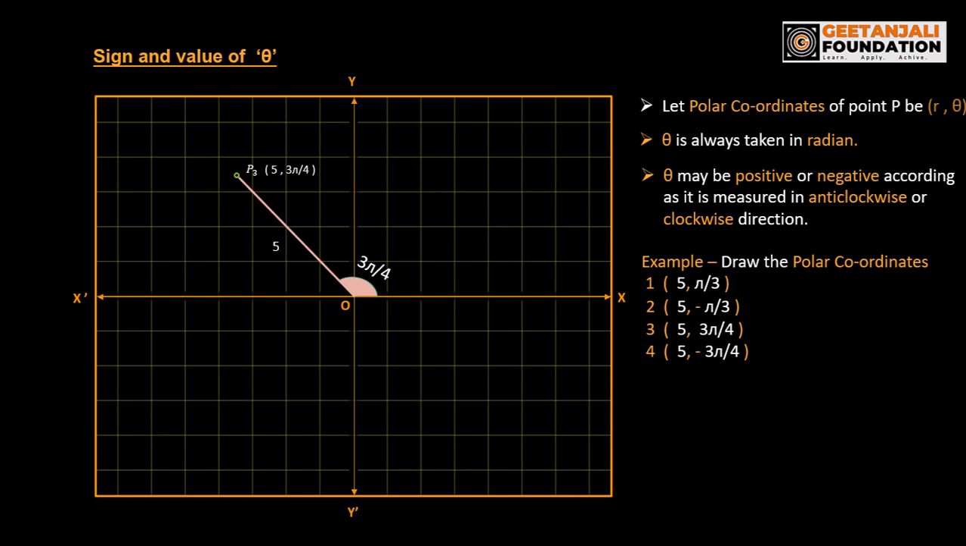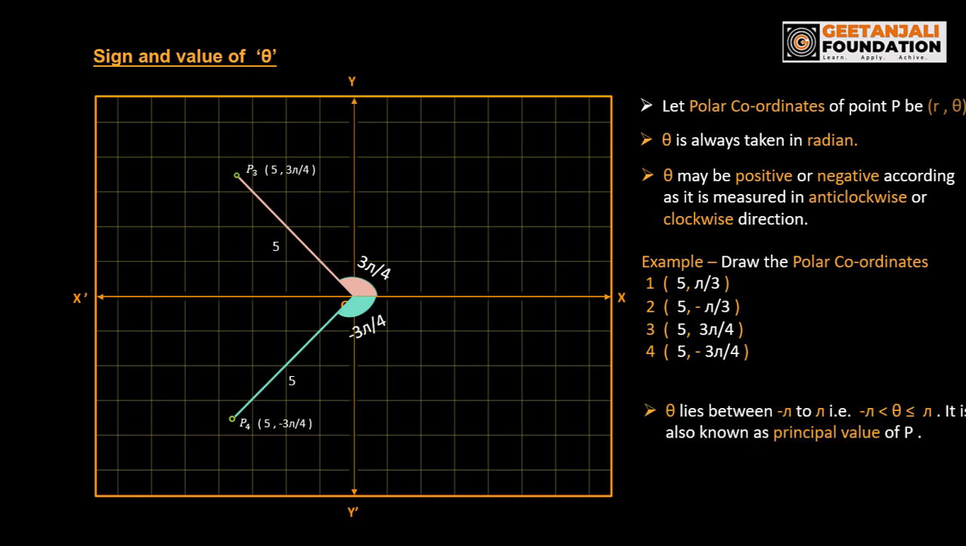One more example. We have to find a point whose polar coordinates are (5, minus 3 pi by 4). Now it is a negative angle, so we will measure it in the clockwise direction from OX. It is minus 3 pi by 4, and this is the line segment of 5 units, and this is the point with negative theta and that too an obtuse angle. So I hope you must have understood about the sign of theta.